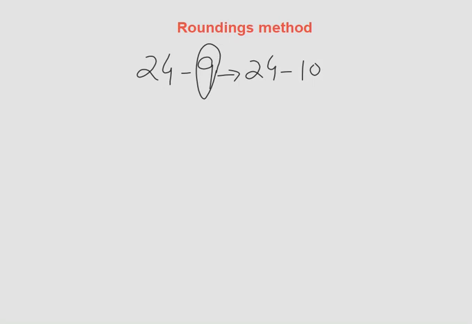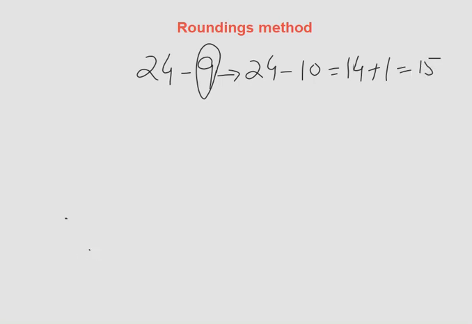As we are subtracting 24 minus 9, we will convert this 9 into 10. So 24 minus 10 will be equal to 14, but we are subtracting... let me write it again. We are subtracting 9, but we subtracted 10 because we rounded it. So we will add 1 to the answer, and the final answer is 15.